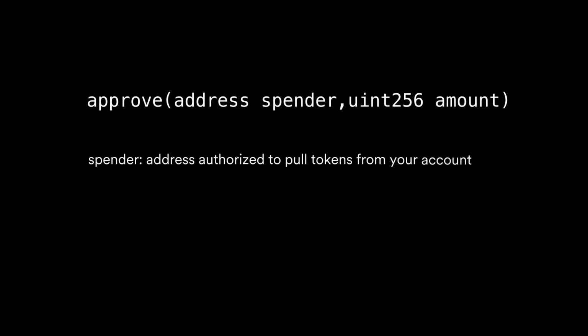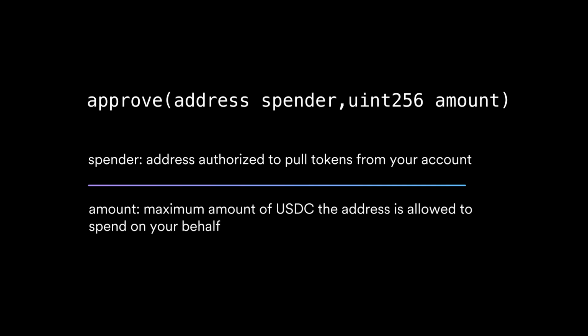This function takes 2 parameters. First is spender, which is the address you're authorizing to pull tokens from your account. The second is amount, which is the maximum amount of USDC that address is allowed to spend on your behalf.